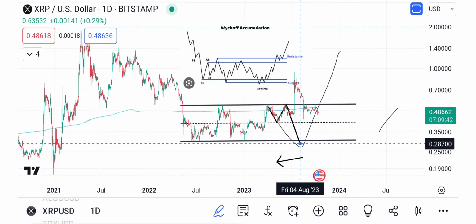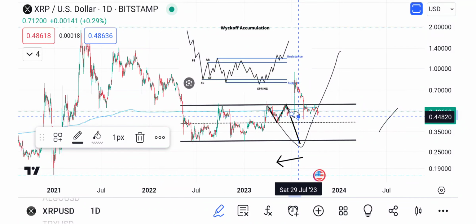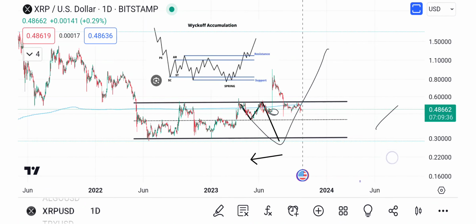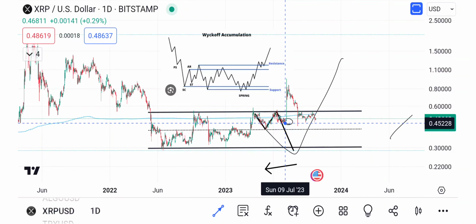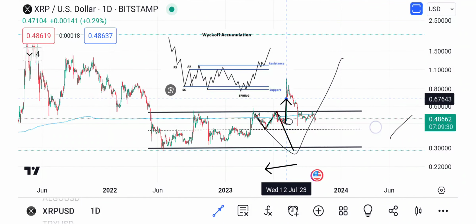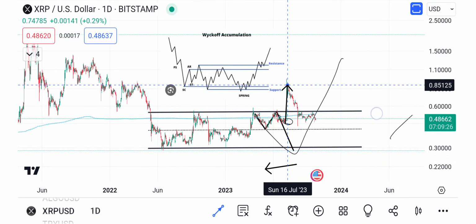What happened? At a critical area right here, that's when the judge came out with her decision in the SEC case. And what did it do? It totally screwed up the price. Everybody's like, yes, it's over, it's over. But what happened was it destroyed the price structure of the Wyckoff accumulation pattern.